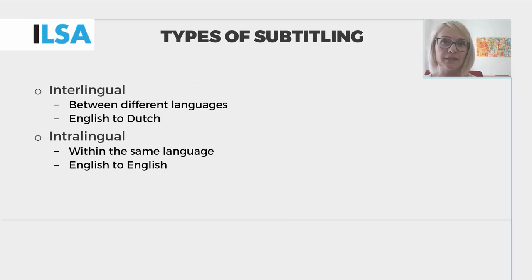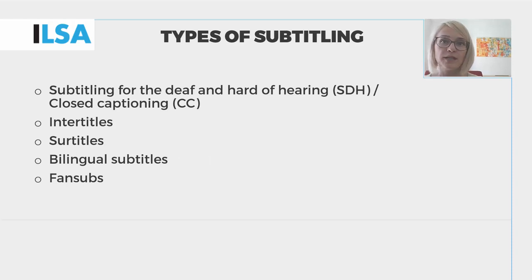Subtitling can be either interlingual, between different languages, or intralingual, done within the same language. Interlingual subtitles contain a translation of dialogues from one language into another, for example, from English into Dutch. Intralingual subtitles, for instance, from English to English, contain a transcription of text within the same language. The most frequent type of intralingual subtitles are probably subtitles for the deaf and the hard of hearing, also known as closed captions or teletext subtitles.